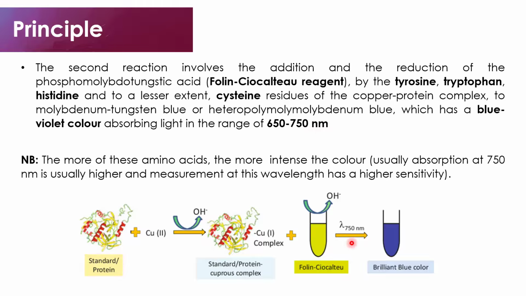So this is our second reaction, which involves the reduction of the phosphomolybdic acid of the Folin reagent by the amino acids tyrosine, tryptophan, histidine, and cysteine to a heteropolymolybdenum blue having a blue to violet color as seen over here. And this product has a maximum absorption at 750 nanometers.